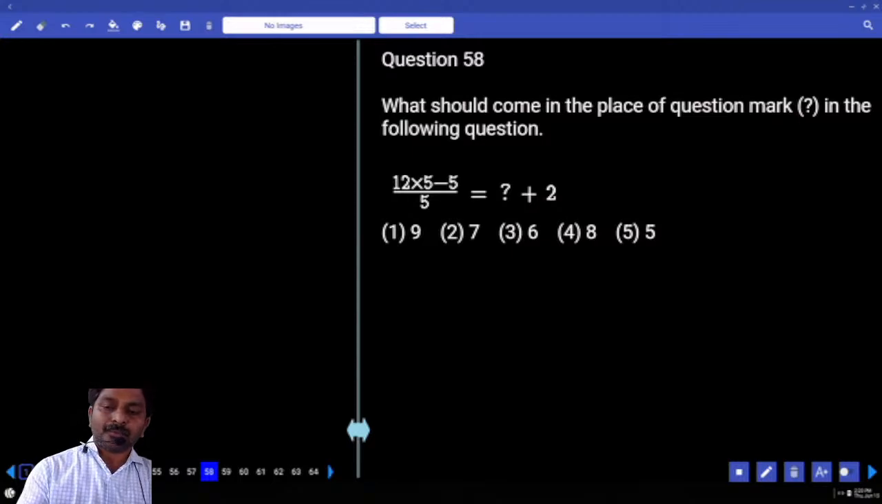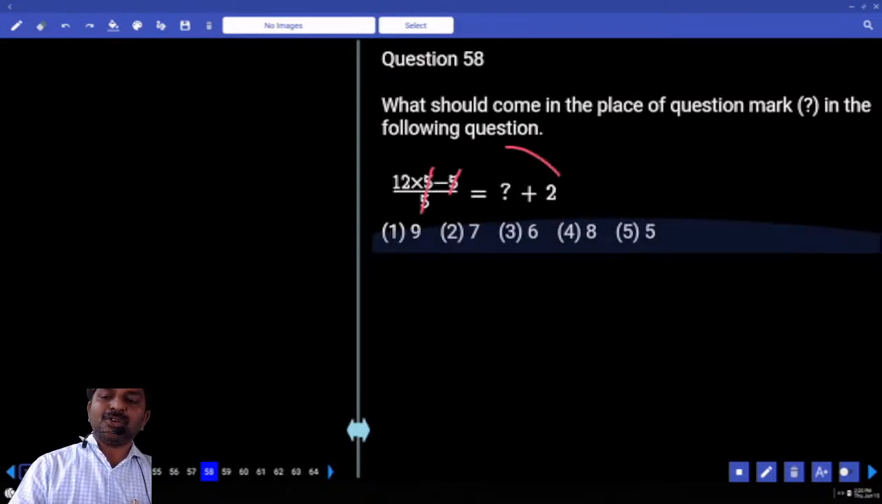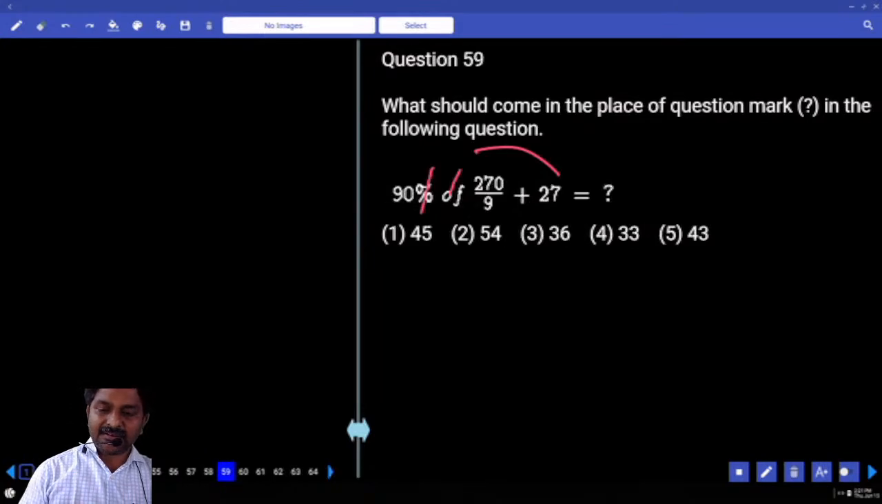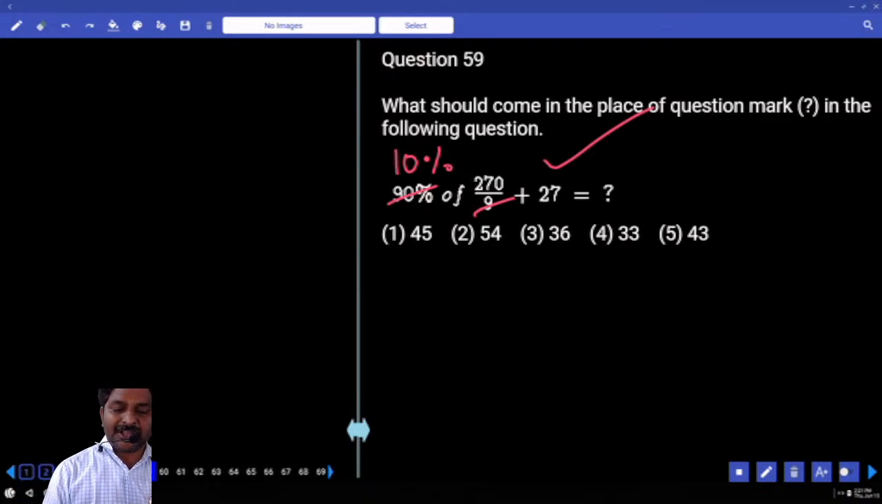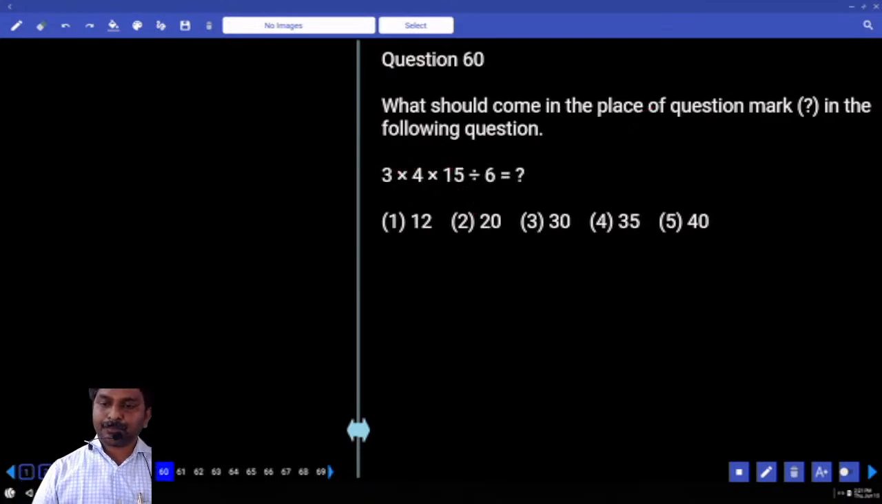Numerator you can take 5 common, then it becomes 12 minus 1. How much is that? 11. 2 goes to the other side, 9. 9 cancellation with 90, it is 10. 10% of 270, and then one more 27. 2 times of 27, 54. 3 2 times, 2 times. Answer 30.